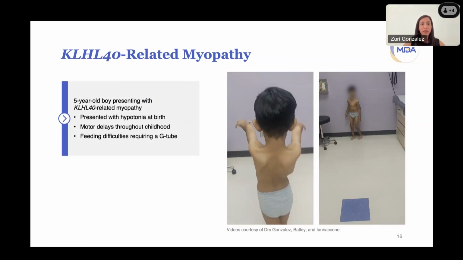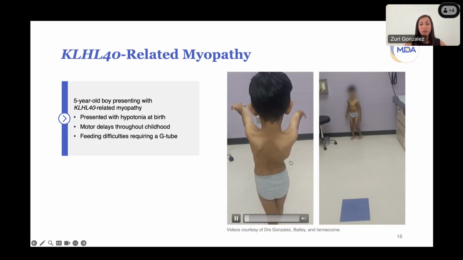KLHL40-related myopathy is typically a severe myopathy. However, there have been a few cases of milder forms, like the one we are presenting here. This is a 5-year-old boy that initially presented with hypotonia at birth. He did have motor delays throughout childhood and had some feeding difficulties.